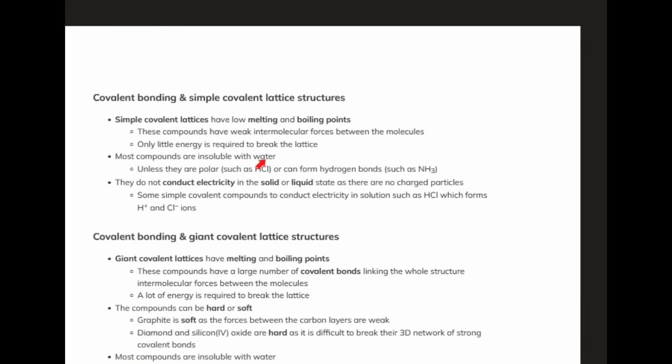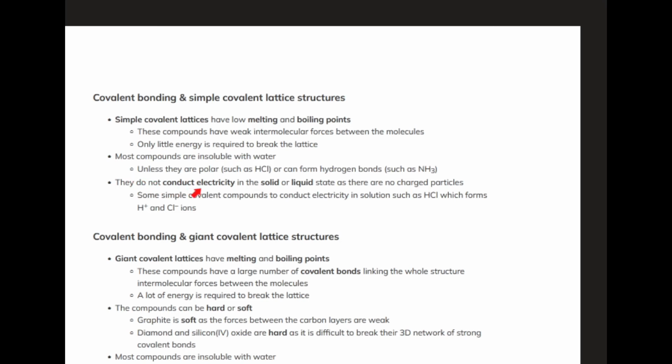Most compounds are insoluble in water unless they are polar, such as HCl, or can form hydrogen bonds, such as NH3. So you can see, for a molecule to be water soluble, the condition is polar or can form hydrogen bonds. Polar means it has delta positive and delta negative, or slight charges, or they can form hydrogen bonds, then it is soluble.